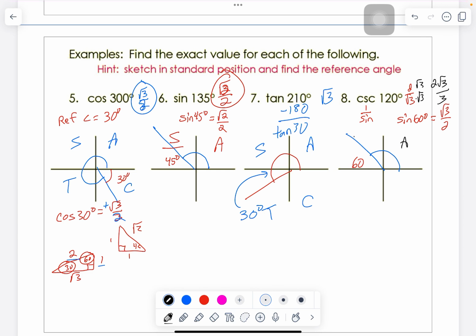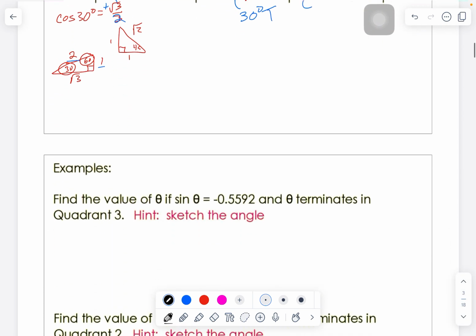Now, All Students Take Calc. I'm in the second quadrant where sine is positive, so cosecant's also going to be positive. Okay, so check two things: the reference angle and where it lands, to make sure you have the appropriate sign.